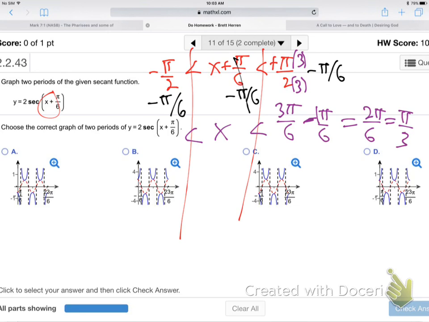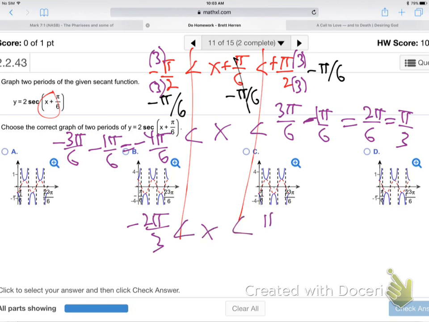Other side, same thing basically, top and bottom by 3. So negative 3 pi over 6 minus 1 pi over 6, which is negative 4 pi over 6, which is negative 2/3 of a pi. Am I going too quick there? All those fractions? Like that? So I just took negative 3 pi over 6 minus pi over 6, which is minus 4 pi over 6, and reduced it. So we get negative 2 pi over 3 to pi over 3.